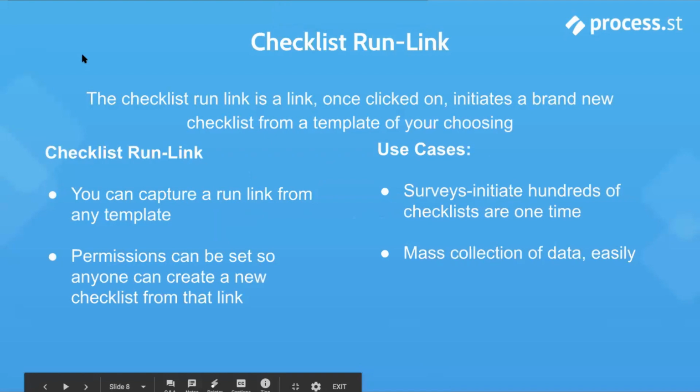So the next feature I want to talk about is called the checklist run link. The checklist run link is a link you can capture from any template of your choosing. And when one of your clients clicks on it, it will automatically initiate a single checklist for your client or customer to complete. There's great value with the checklist run link because it allows you to send out checklists to dozens or even hundreds of clients at one time.